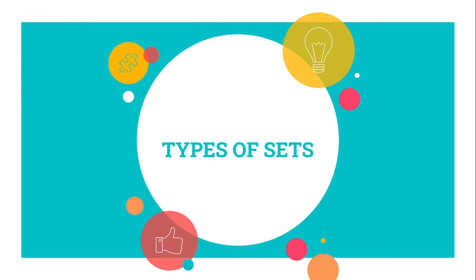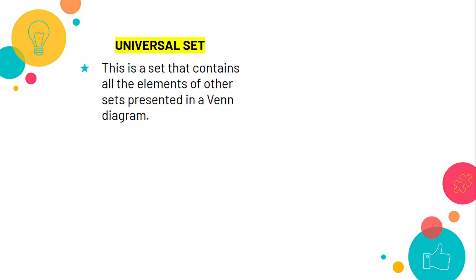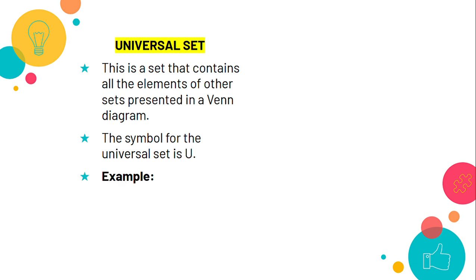So now that we know the basics of set notation, we can now start looking at the different types of sets. And first on our list is our universal set. Universe, the big set, right? Now the universal set is the set that contains all the elements of the other sets that may be presented in the Venn diagram, or essentially it's all the possible elements that we could consider whenever we're forming our set. Now the symbol that we use for the universal set is the U. There's also another symbol that we use that I will show you later on in this presentation.